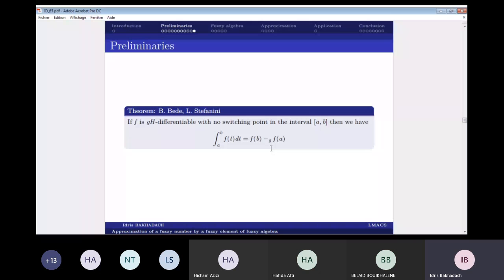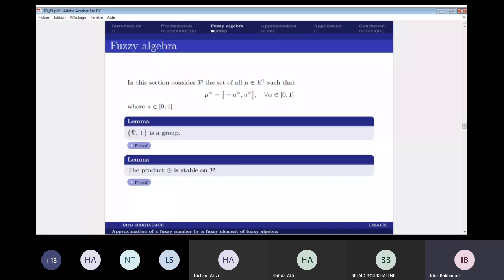So we move now to our aim. Firstly, we define what is meant by fuzzy integral. In this section, consider P the set of fuzzy numbers on R such that each fuzzy number is written in this form. We can show that this set is a group. Also, we can show that the product is stable on P, which means that P is a groupoid under the product and a group under plus.